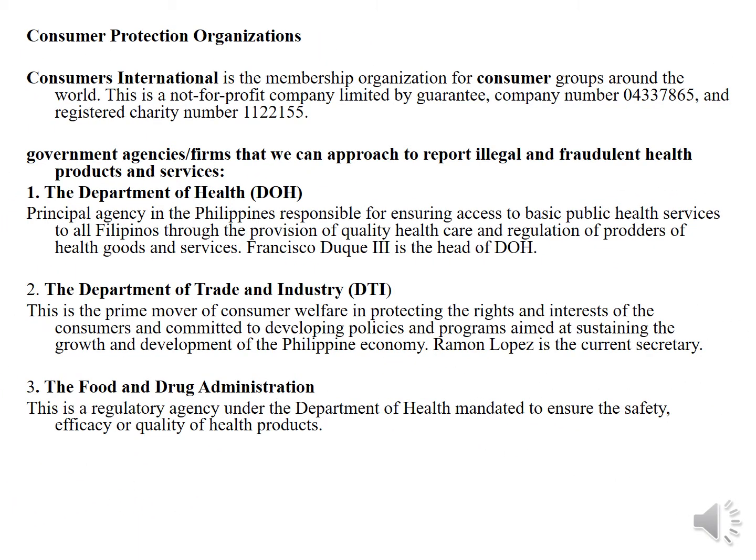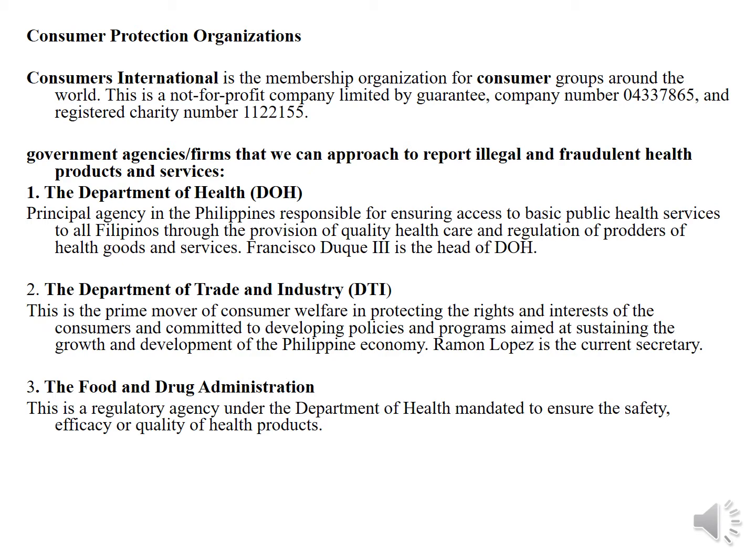Consumer Protection Organizations. Consumers International is the membership organization for consumer groups around the world. This is a not-for-profit company limited by guarantee, with a company number and registered charity number. Government agencies and firms that we can approve to report illegal and fraudulent health products and services.